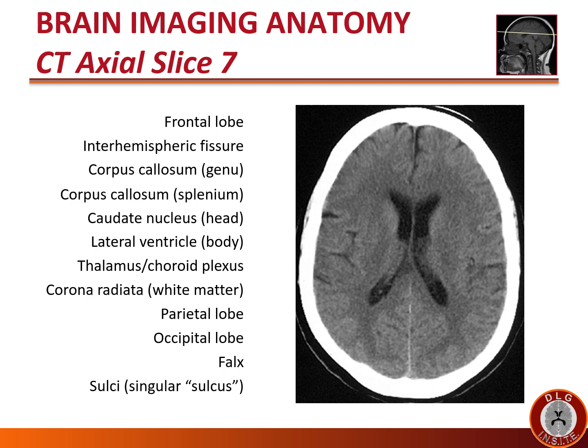We now move one slice rostrally to slice 7. Pause for a moment and see if you can identify the structures listed on this slide before proceeding to the next slides. We continue to see the frontal lobe, the ventral aspect of the brain. The black CSF structure in between the two cerebral hemispheres is the interhemispheric fissure.